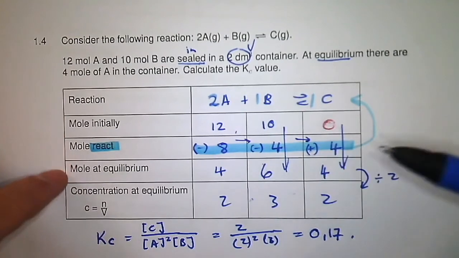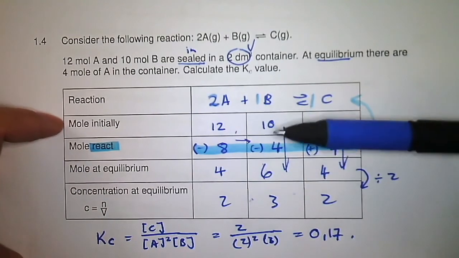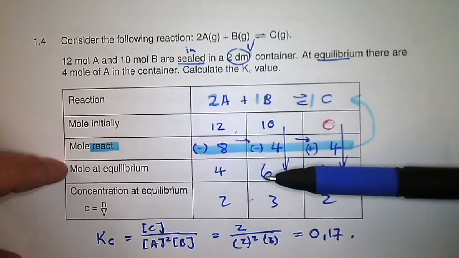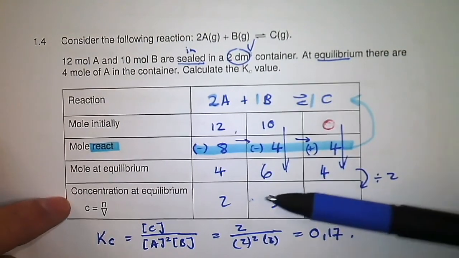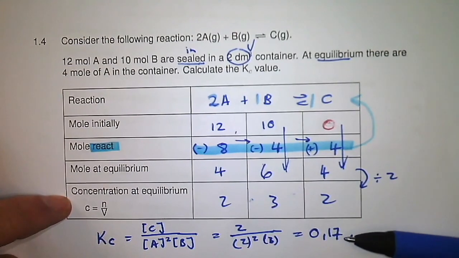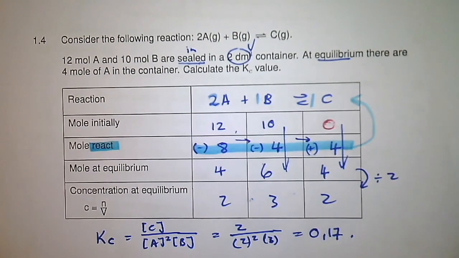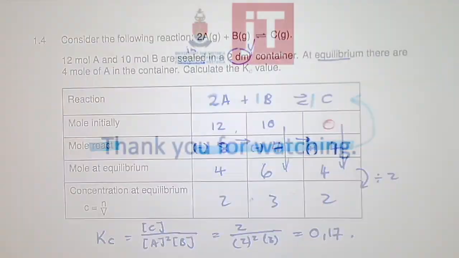So this block is just one nice way to keep track of what did I put in, what reacted, and what do I have at equilibrium. And the reason for this is I need the concentrations at equilibrium. Right, in the next video we will start with Le Chatelier's principle.